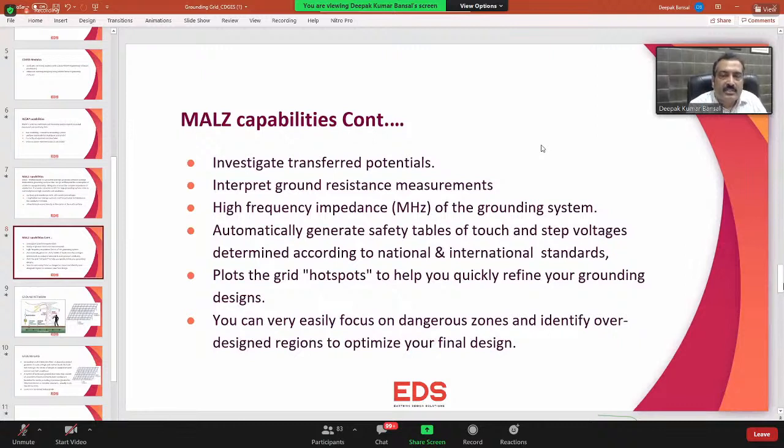Interpret ground resistance measurements and high frequency impedance of the grounding system, that also can be done up to 1 megahertz. We can inject currents and see its effect on the grounding system. It automatically generates safety tables of touch and step voltages, determined according to national and international standards. That I will show you how we do it in this software.